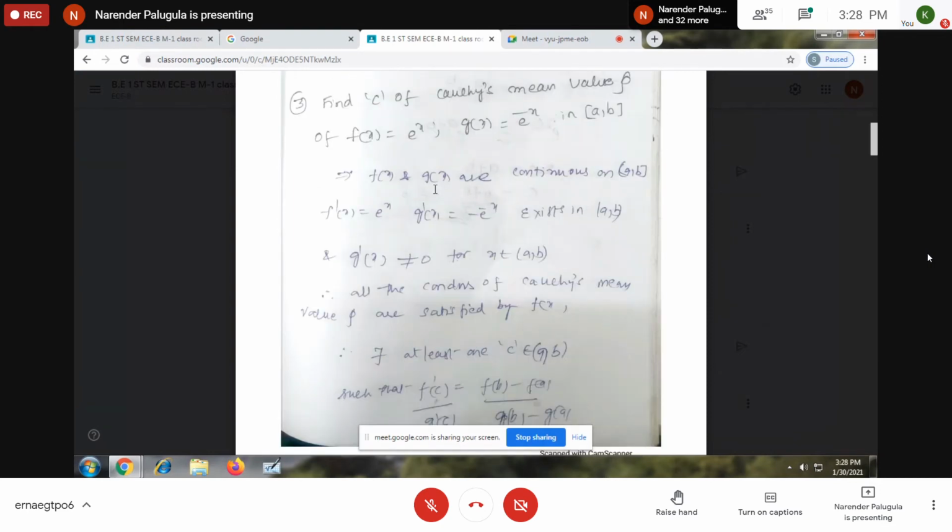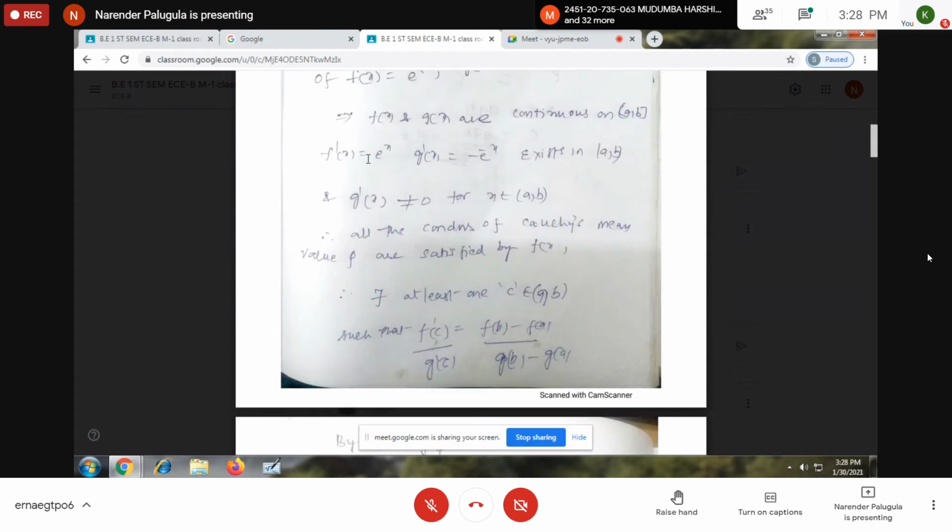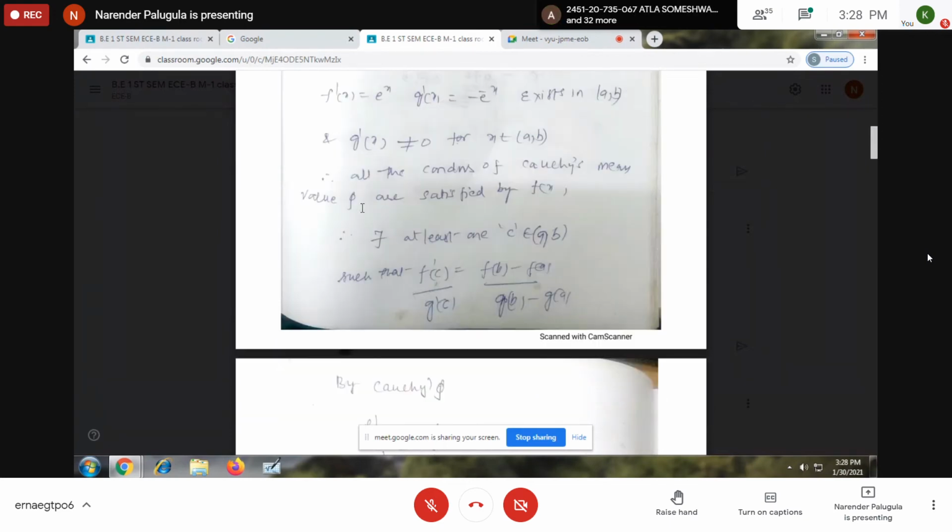Now let us proceed. f of x and g of x are continuous. And f dash x, g dash x also exist. And one more thing, g dash x is not equal to 0. You have to verify 3 conditions: in Lagrange's there are 2 conditions, in Rolle's theorem 3 conditions, and in Cauchy's also 3 conditions. Continuity, differentiability, and non-zero value for g dash. Now we can write that all the conditions of Cauchy mean value theorem are satisfied by f of x and g of x.